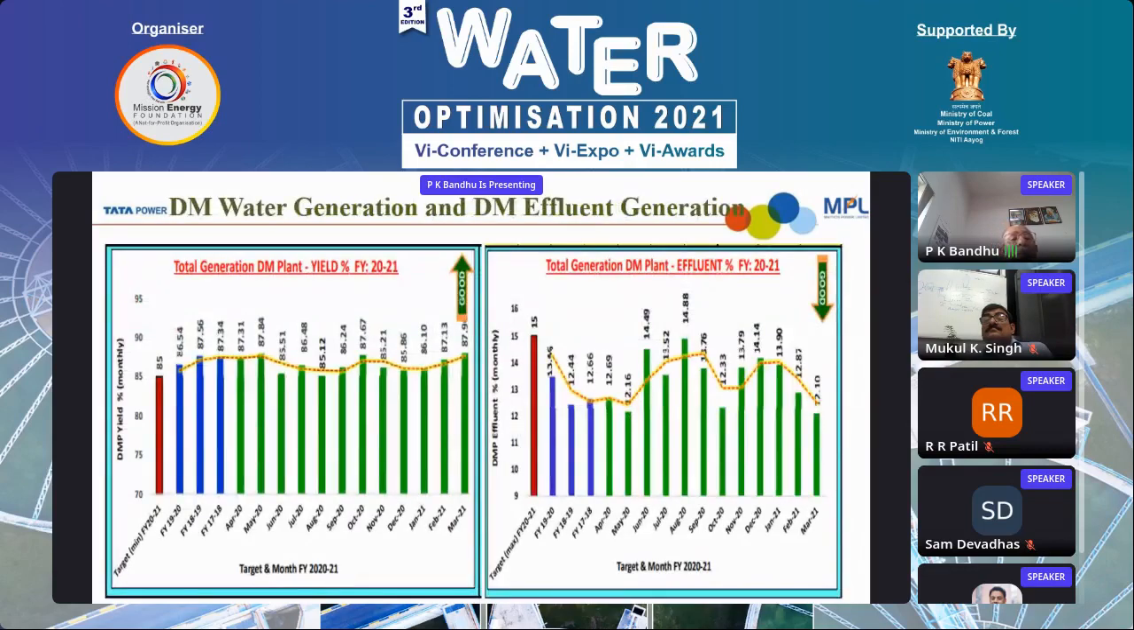So now the optimizations that we have categorized in three places. One is the cooling tower. Second one is the DM plant generation and reduction of the effluent generation. Third one is the reuse and recycle of the wastewater.